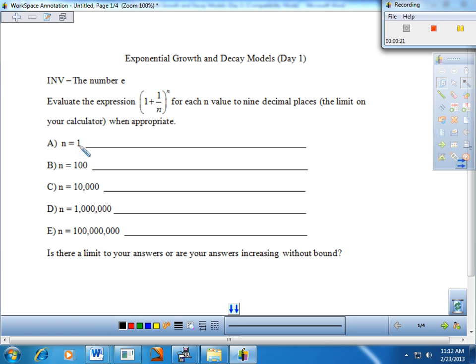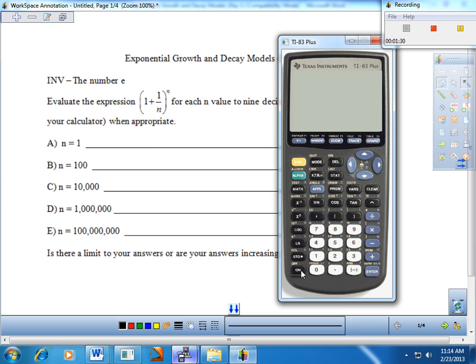So starting out with a small n value of 1, and by the end of this, we'll get all the way up to 100 million. And what I want to know is what happens to the value of that expression. So let's go for it. I'm going to grab my calculator. If you could do the same, please, and do this with me. So nice and easy, just exactly as it's on your paper there.